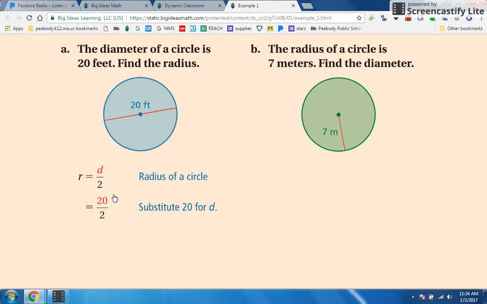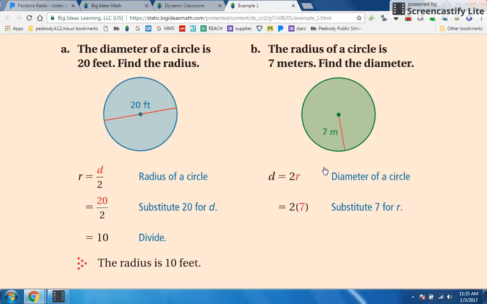So half of 20, or 20 divided by 2, is 10. So therefore, the radius of that circle would be 10 feet. For this one, they're giving you the radius, which is 7 meters, and they want you to find the diameter. So basically, they're giving you half of the distance, and they want you to give the total distance. So in this case, you're going to multiply it by 2 because you want to figure out the total distance. So 2 times 7 is 14. So your diameter is 14 meters.